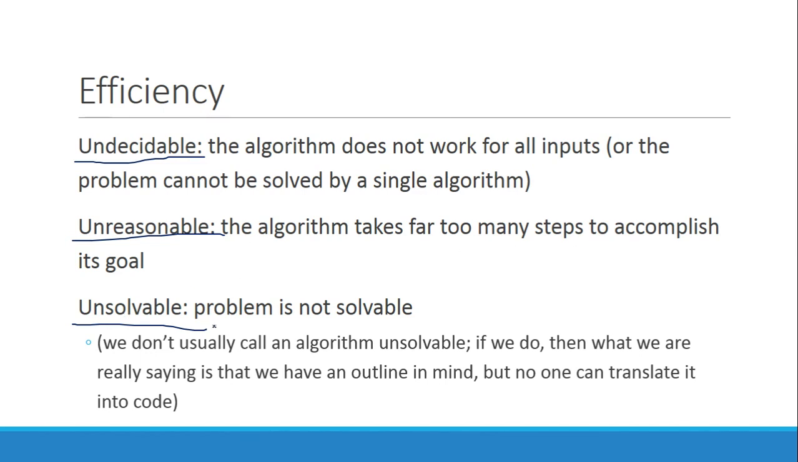Lastly, unsolvable. The problem is not actually solvable. Now, when we have an unsolvable problem, we'll talk in a moment about what we do. It's something called a heuristic. But just in general, unsolvable, very self-explanatory.